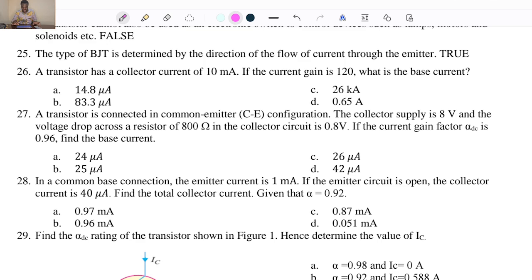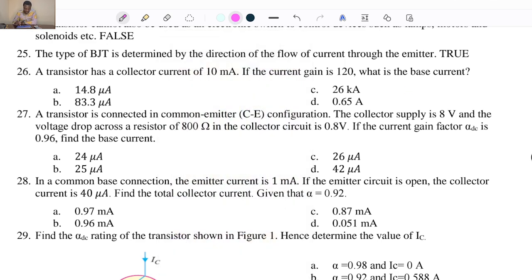I'm going to continue to solve the last year Applied Electronics examination questions. I already solved the first 25 multiple choice questions. I'm going to continue with the next 25. So starting from question 26.